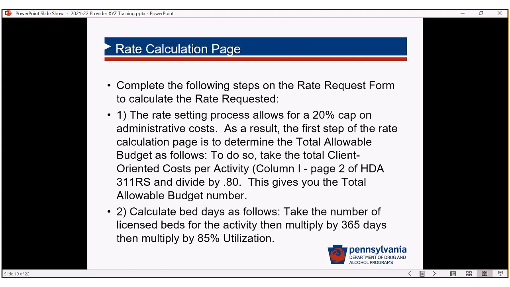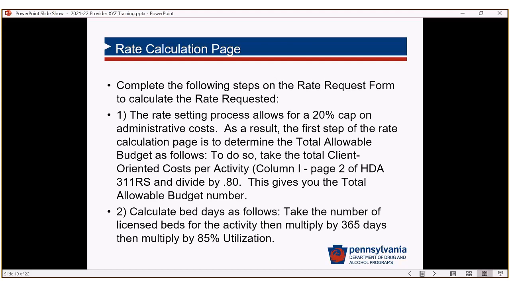The rate setting process allows for a 20% cap on administrative costs. And that's why we have these two pieces in here: the total allowable budget and the total budget. First you start by figuring out your total allowable budget. That will be determined by taking the first step of the rate calculation page, taking the client-oriented costs, which is column I on page 2 of the HDA 311, and dividing it by 0.8. That gives you your total allowable budget number.